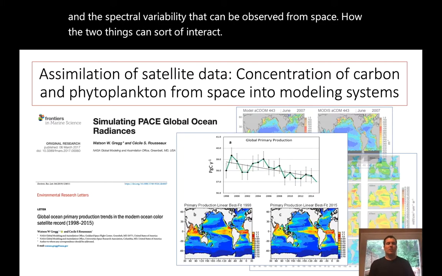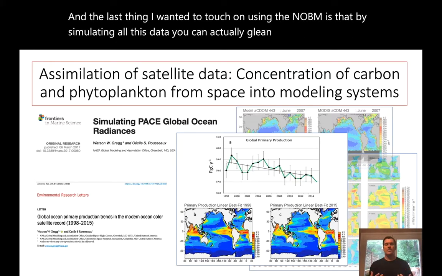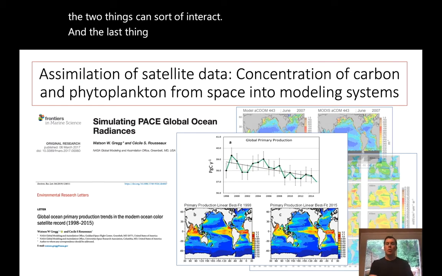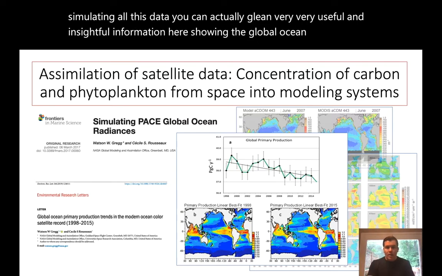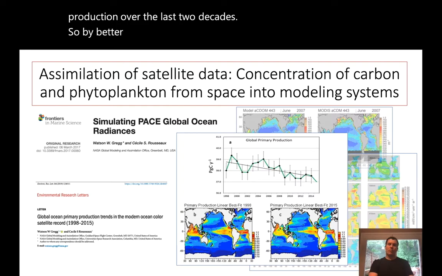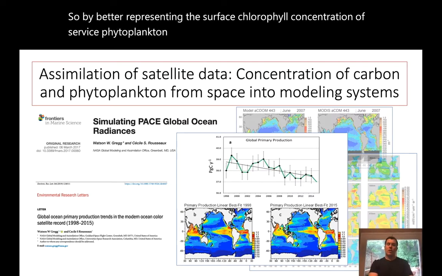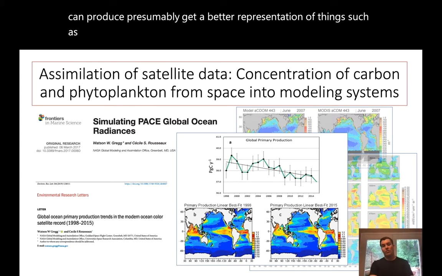And the last thing I wanted to touch on using the NOBM is that by assimilating all this data, you can actually glean very useful and insightful information. Here showing the global ocean primary production over the last 2 decades. So by better representing the surface chlorophyll concentration of the surface phytoplankton community concentrations, then we can presumably get a better representation of things such as primary production or other things such as export, which Yvonne talked about.